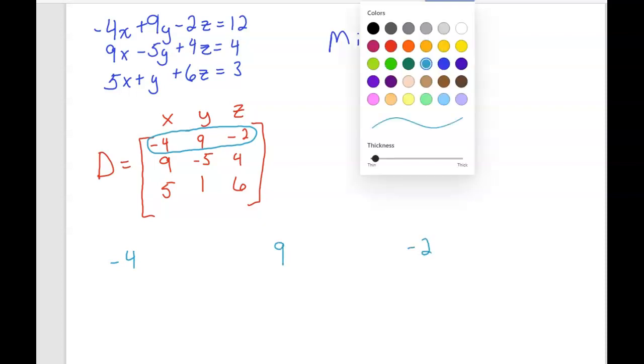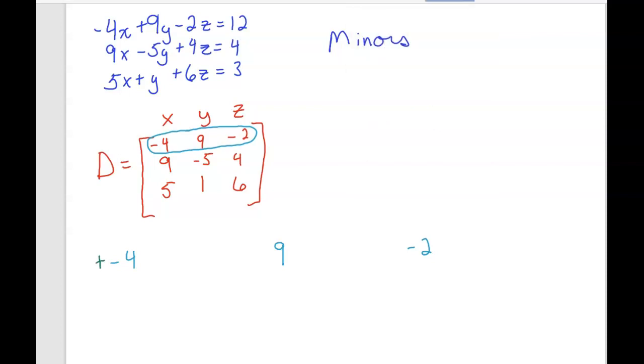And then what I have to remember is that I'm going to add, subtract, and add. Or if you need to, think of same, opposite, same. Okay? Meaning I want the same sign as what it started with. So in other words, that -4 stays the same. I want the opposite sign of what this started with. And I want the same sign as what this started with.